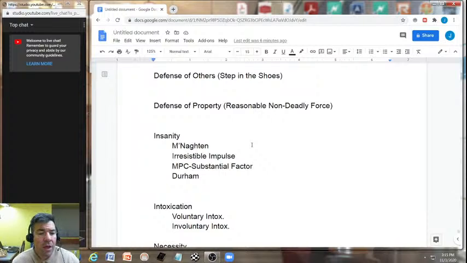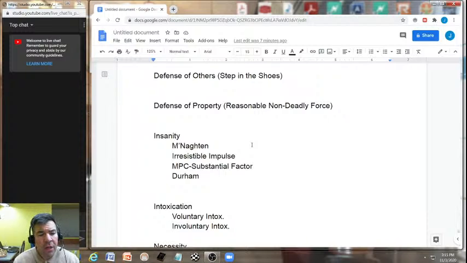Now, looking at irresistible impulse, we're establishing the same thing, but through a different means. We're saying that due to a disease or defect of the mind, the party in question had an irresistible impulse to commit that particular criminal activity. In other words, even if a police officer were looking over their shoulder, they would still commit that crime because they have an irresistible impulse to commit it.